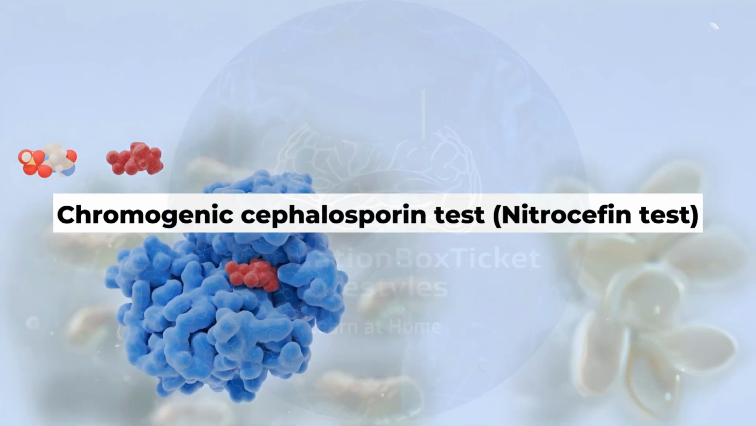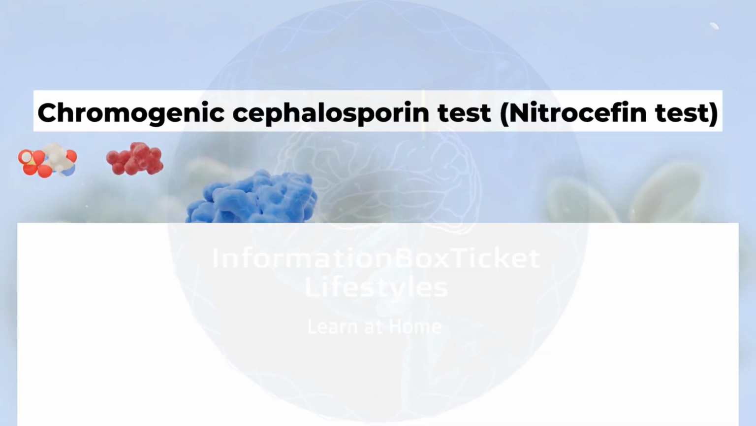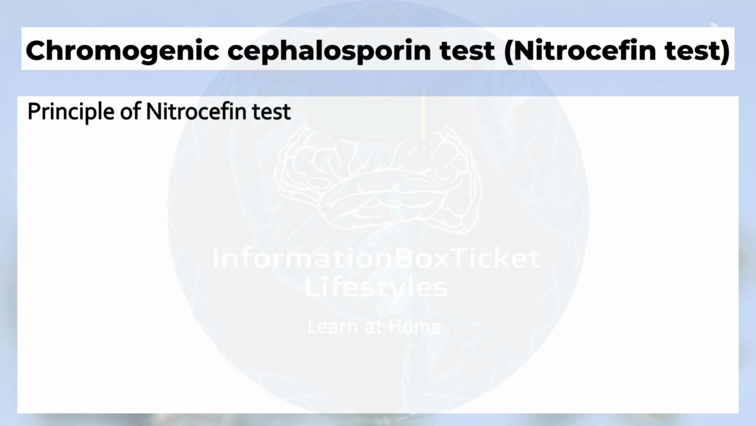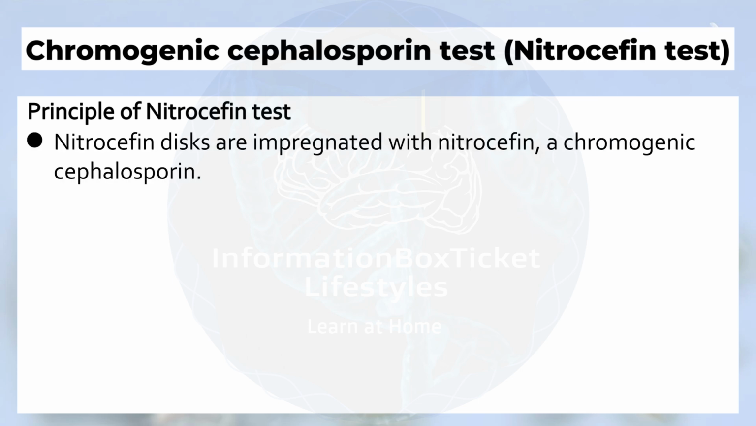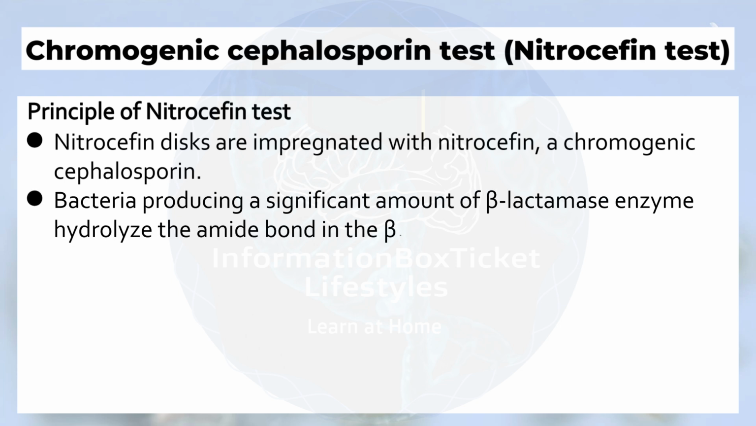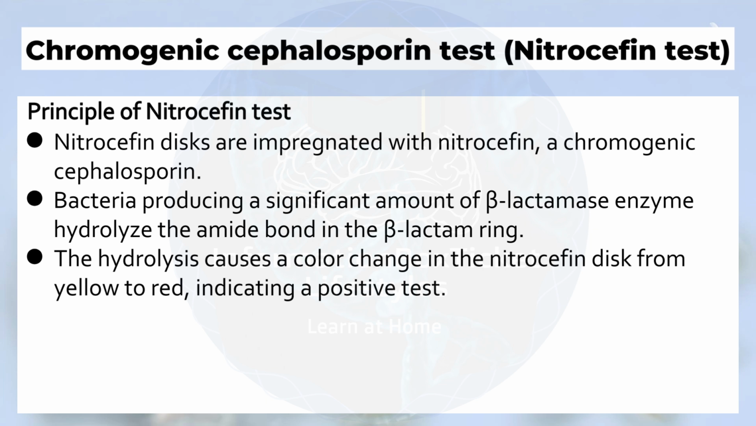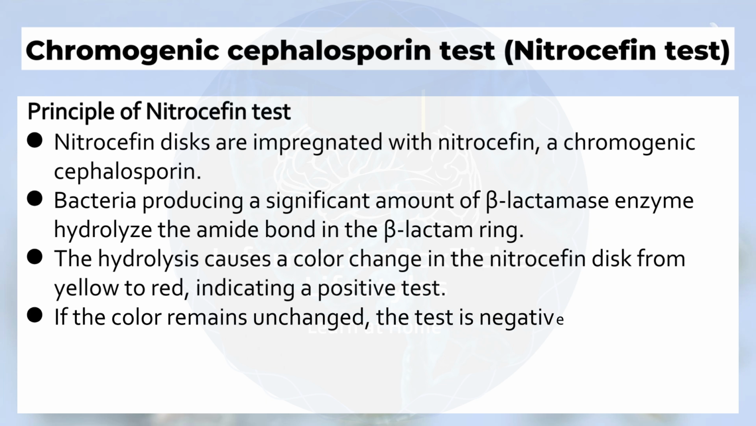Chromogenic cephalosporin test, Nitrocefin test of beta-lactamase test. Principle of Nitrocefin test. Nitrocefin discs are impregnated with nitrocefin, a chromogenic cephalosporin. Bacteria producing a significant amount of beta-lactamase enzyme hydrolyze the amide bond in the beta-lactam ring. The hydrolysis causes a color change in the nitrocefin disc from yellow to red, indicating a positive test. If the color remains unchanged, the test is negative.